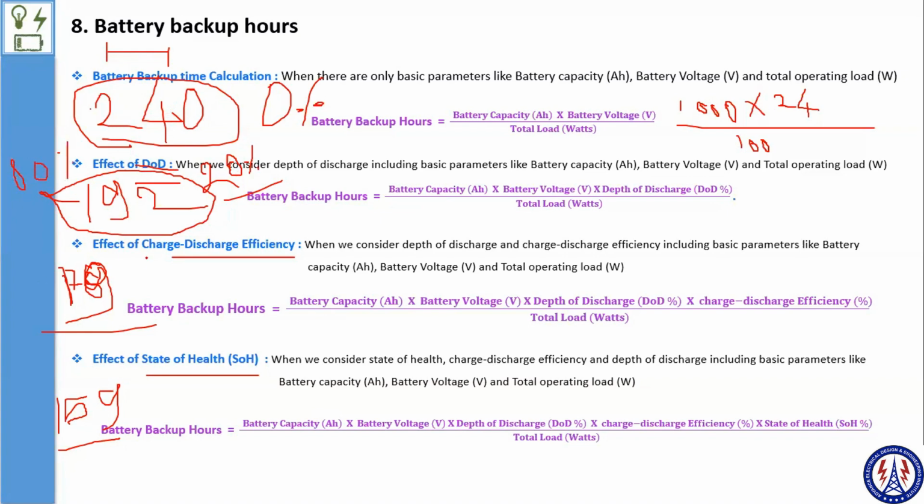Next, from the charging and discharging perspective, because of that efficiency, it again goes down to 179 something. Now, if you consider the plant is 2 years old or 3 years old, according to that, the state of health, the parameter coming from your BMS, we just need to multiply that. Then again it will give you the effective battery backup hours.